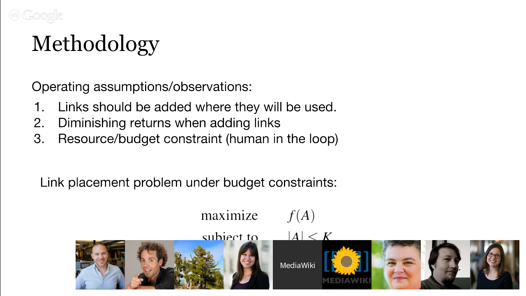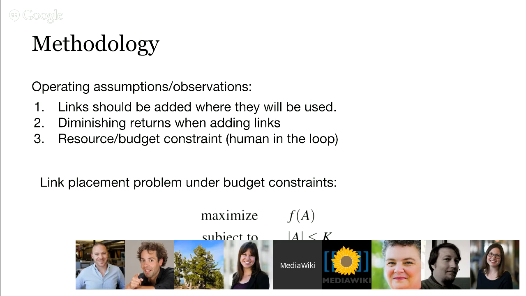The methodology that we use, I'm not going to go through too much detail here, but the operating assumptions and observations are this. Links should be added where we predict there's going to be usage. There is a concept of diminishing returns, meaning the more links you add to a page, the less value you get in terms of increase of usage of that link. So instead of finding the one page that has the highest traffic on Wikipedia and adding a lot of links to that page, you're better off spreading the links across the projects.